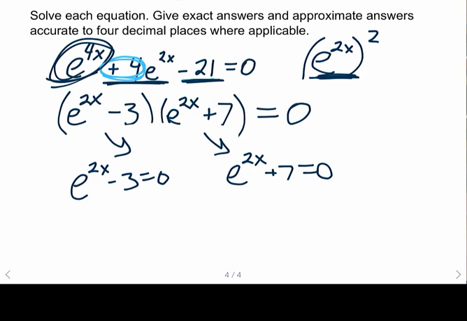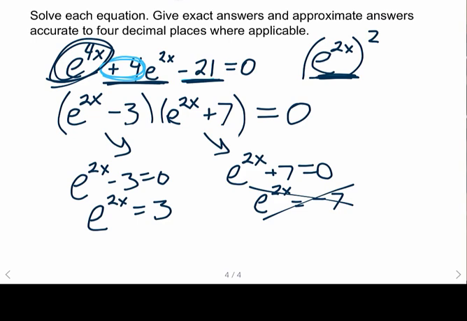Let's concentrate on that second one for a moment. This would mean that e to the 2x is equal to negative 7, but that can't happen because exponentials never equal negatives, right? It's not in the range of an exponential function. Back to the first one. Isolating the e gives me e to the 2x is equal to 3.